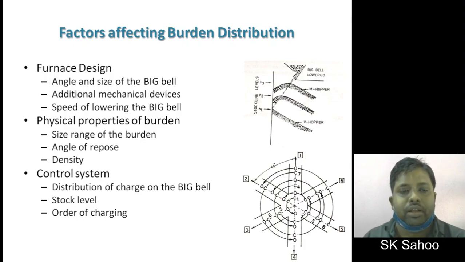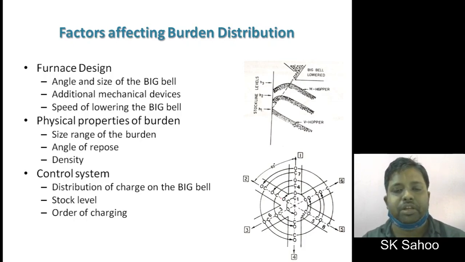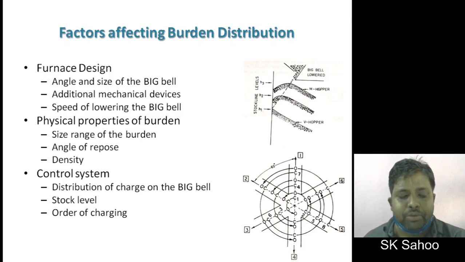Then the final point, the control system, which consists of distribution of charge on the big bell, stock level, and order of charging. Distribution of the charge on the big bell: when we are talking about the charging of a blast furnace, generally two skip cars are employed to haul the charge material to the small bell hopper.